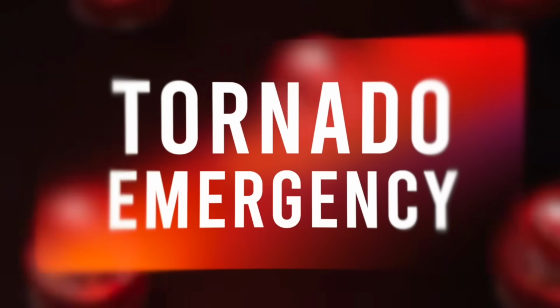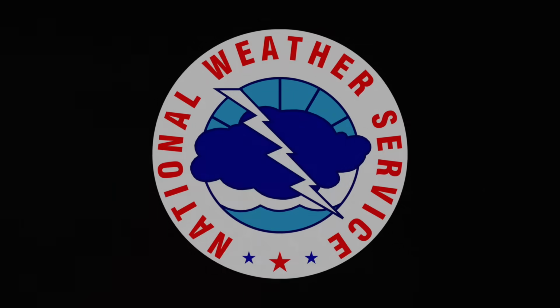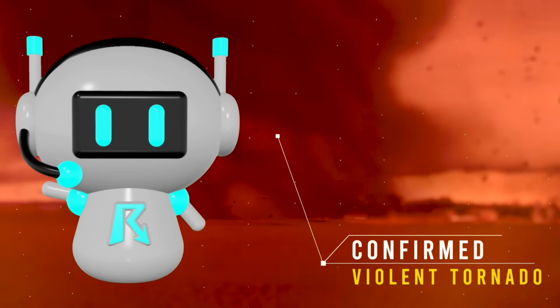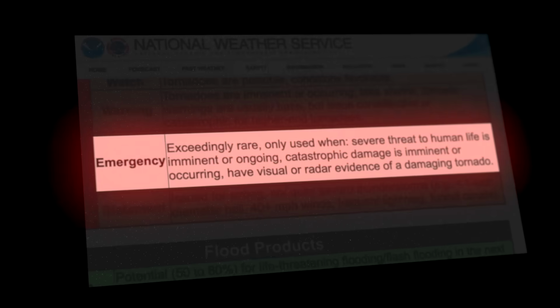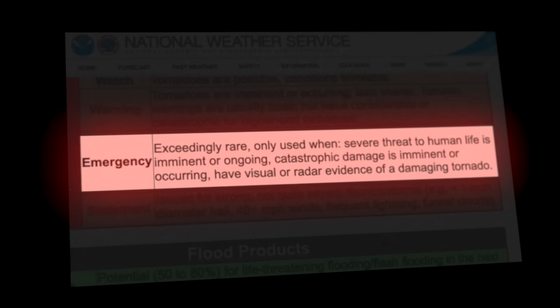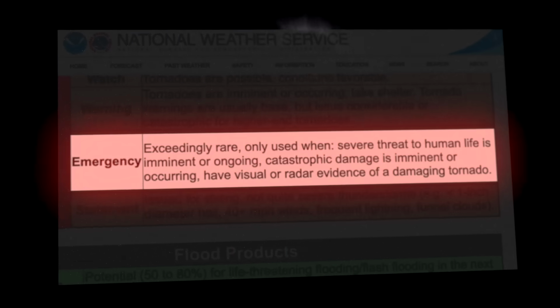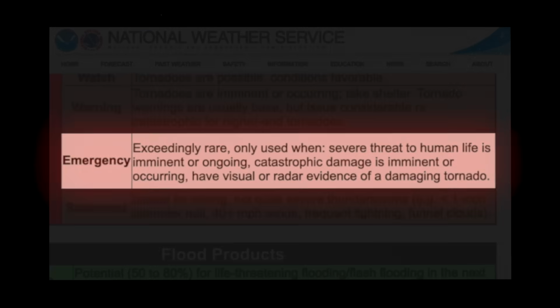A tornado emergency, our most critical alert, that the NWS designates as catastrophic, indicates a confirmed violent tornado with destructive potential. According to weather.gov, a tornado emergency is declared when a severe threat to human life is imminent or ongoing, catastrophic damage is imminent or occurring, and reliable sources either visually confirm a tornado or radar imagery strongly suggests the existence of a damaging tornado.